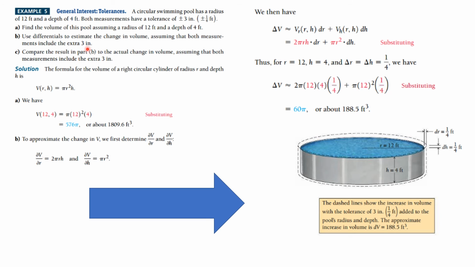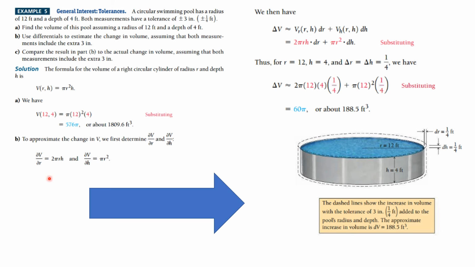But now, in part B, we're saying, let's use differentials to estimate the change in volume, assuming both measurements include an extra 3 inches. We have to be careful about units, because 3 inches, and these are feet, is a quarter foot. So we're saying dr is a quarter foot and dh is a quarter foot. To approximate this, we're going to look at the partial of V with respect to r and the partial of V with respect to h, and this is what V is.